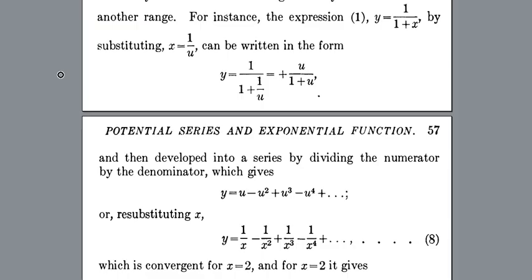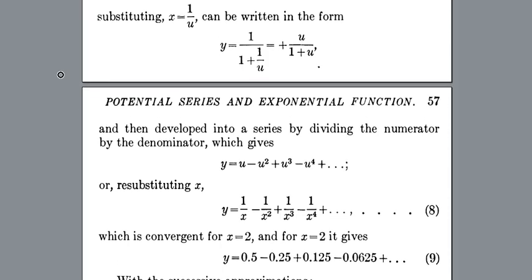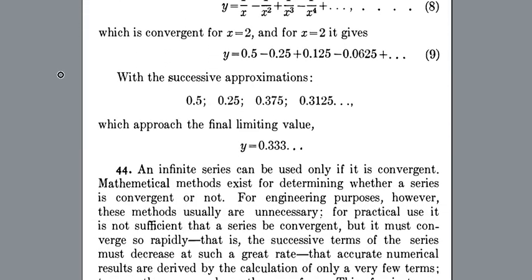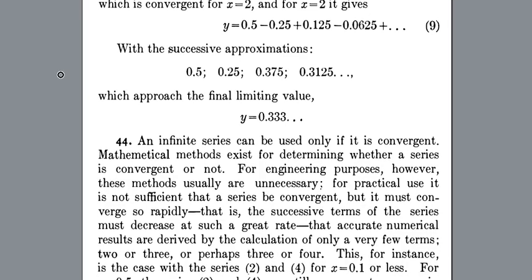Or resubstituting x, y equals 1 divided by x minus 1 divided by x squared plus 1 divided by x cubed minus 1 divided by x to the power of 4, and so on, which is convergent for x greater than 1, for instance x equals 2. And for x equals 2, it gives y equals 0.5 minus 0.25 plus 0.125 minus 0.0625, and so on, with the successive approximations 0.5, 0.25, 0.375, 0.3125, and so on, which approach the final limiting value y equals 0.333 repeating.